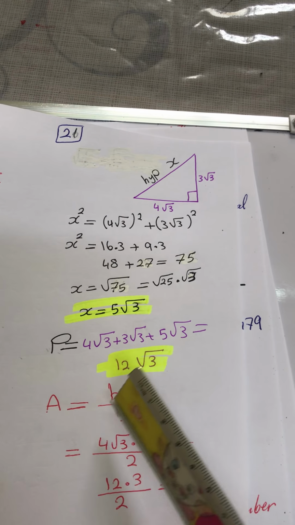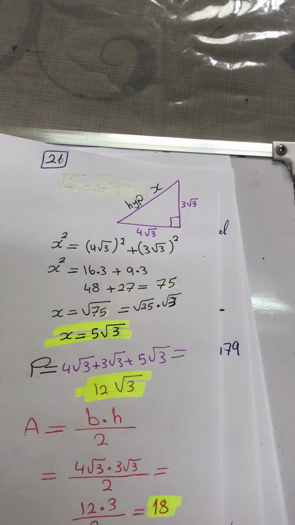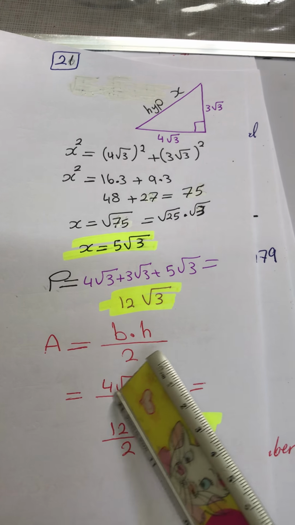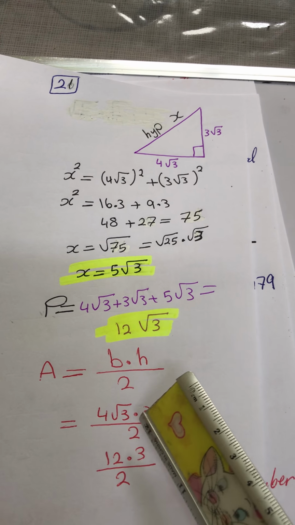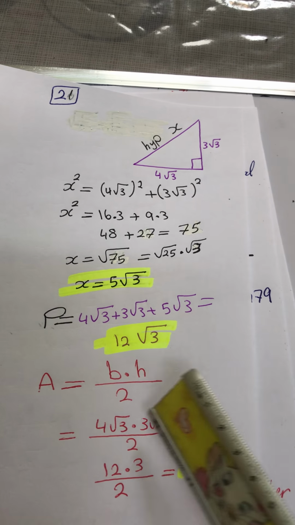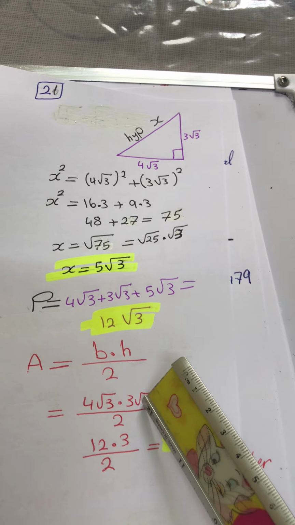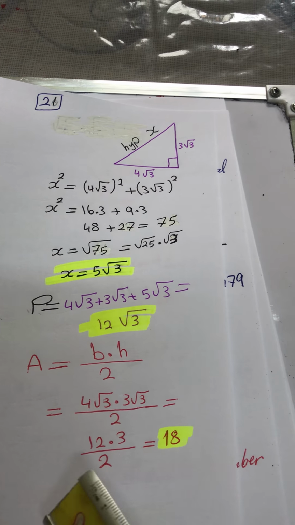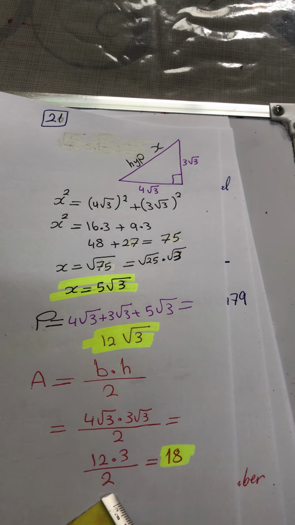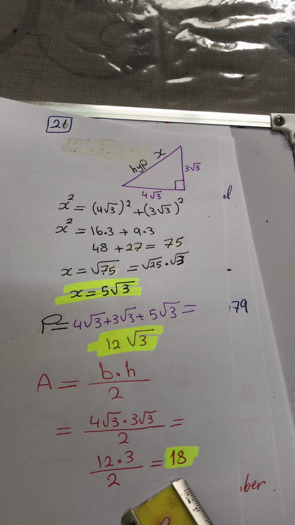The area of a triangle is base multiplied by height divided by 2, or base multiplied by height multiplied by half. It's up to you. Now I'll take the base, 4 square root of 3, times 3 square root of 3, which is the height, divided by 2. Regular multiplication up: 4 times 3 equals 12. The square root of 3 times the square root of 3 equals 3. Now I have 12 multiplied by 3 divided by 2. 12 multiplied by 3 equals 36, divided by 2 equals 18.